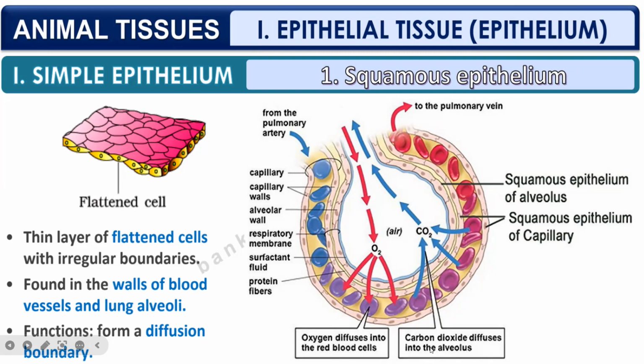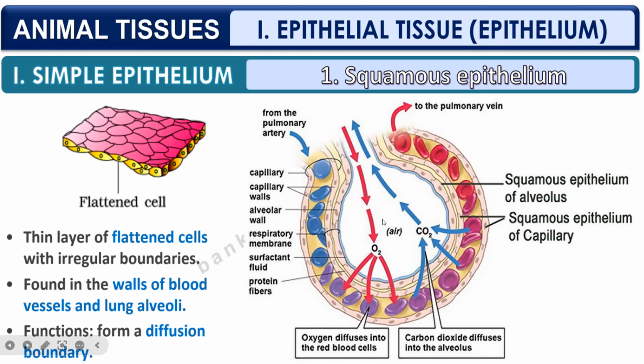Now this is the structure of alveoli. This is the blood vessel. Similarly, there will be alveoli also, where exchange of gases will take place. Alveoli is a part of the lung, so oxygen will be there. The alveoli is surrounded by capillaries, thin blood vessels.